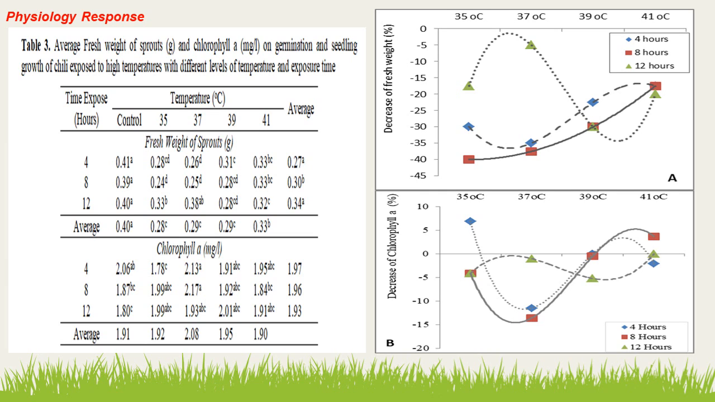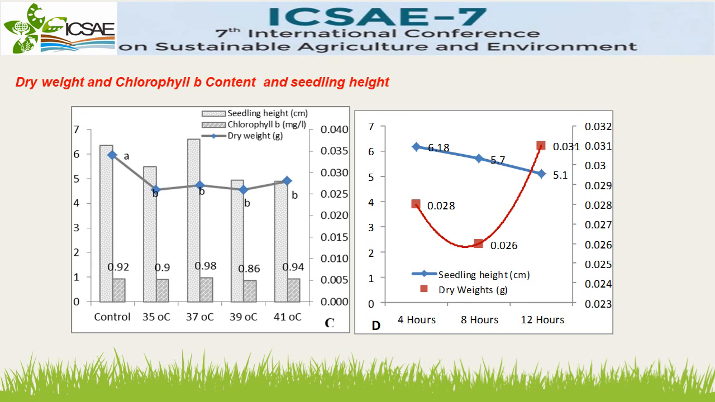The average value of chlorophyll B was influenced by temperature and time of exposure, but not by the interaction between temperature and time of exposure. The highest seedling height, chlorophyll B, and dry weight were found in the control plant, but the highest temperature reduced the seedling height, chlorophyll B, and also dry weight.